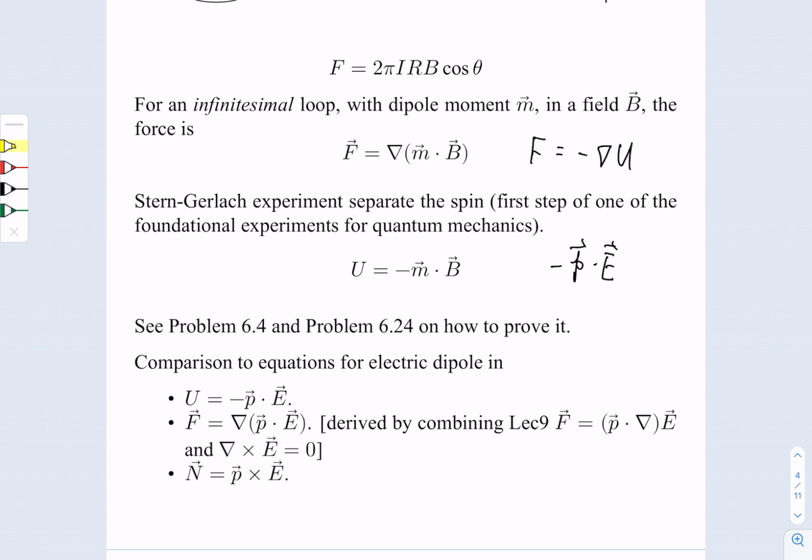I can upload an exercise on how to prove this, but I believe you can also find this as one of the problems in Griffiths.